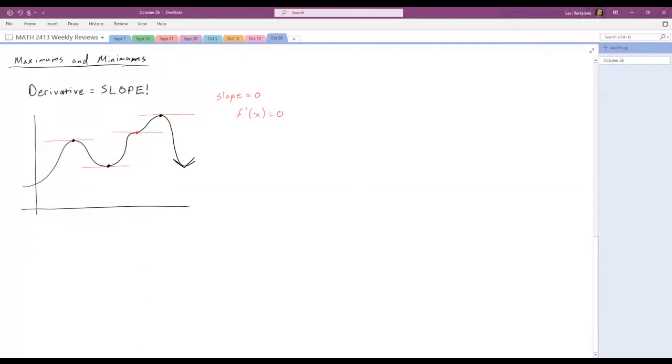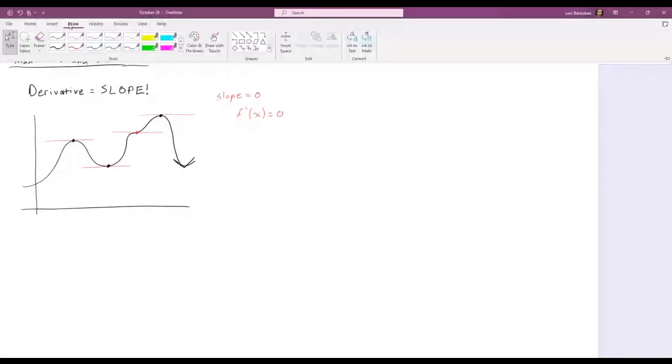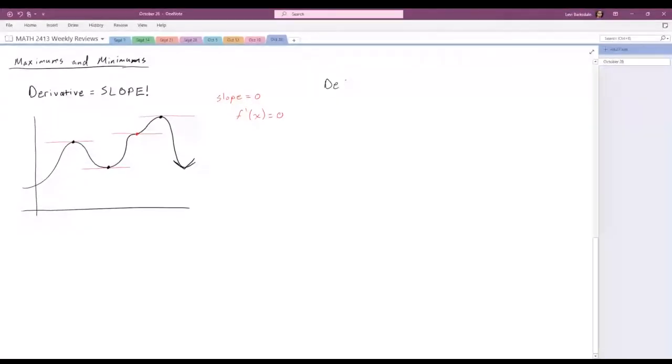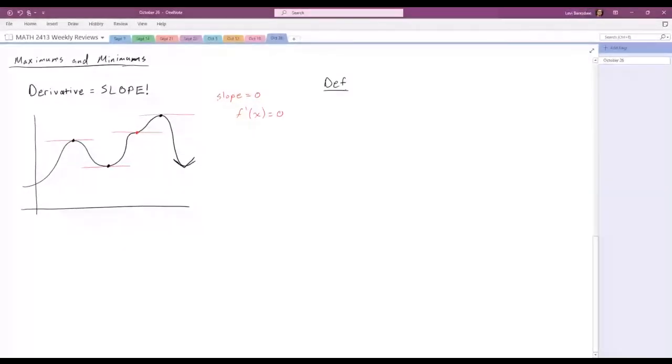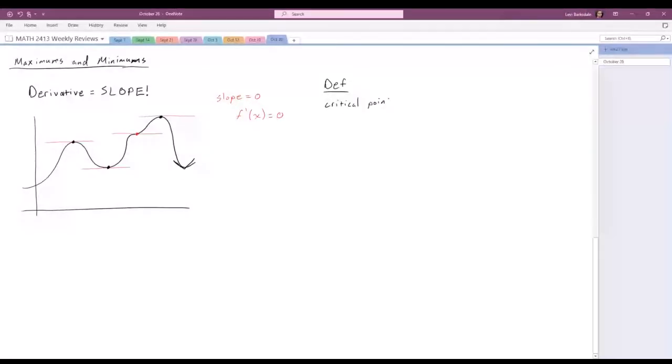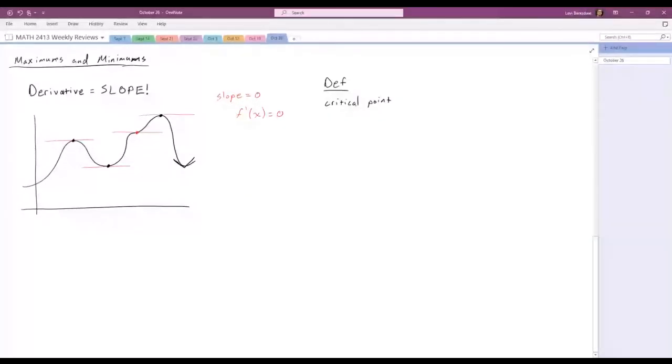So, one quick definition. We call something a critical point if it is a point where your derivative is 0 or undefined.